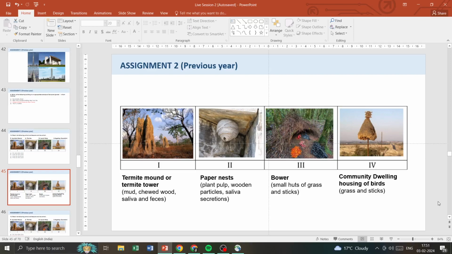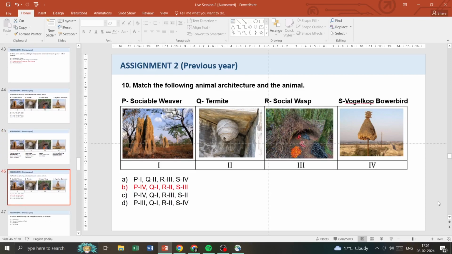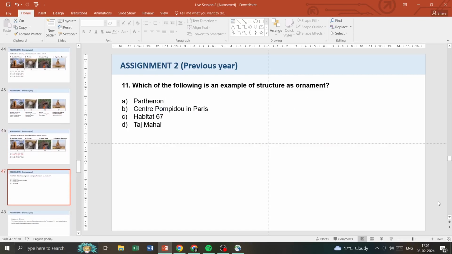Third we see is a bower, which is built by a bower bird. Bower birds make small huts of grass and sticks, and then they gather fruits to decorate their places. Then the next is a community dwelling, a housing of birds. It is made out of grass and sticks. So coming back to the question, P, which is sociable weaver, is 4, the community housing of birds. Q, termite, is 1. R, social wasp, is 2. And S, Vogelkop bower bird, is 3. So our answer is B, P4, Q1, R2, S3.